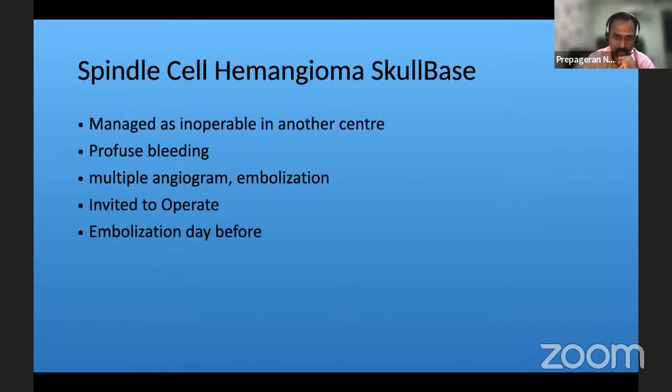Last one. Someone who's got a spindle cell hemangioma in the skull base. It was managed in another center and was said to be inoperable. Had profuse bleeding. They did multiple angiograms, embolized I think 3 times, and then I was asked to come to operate.